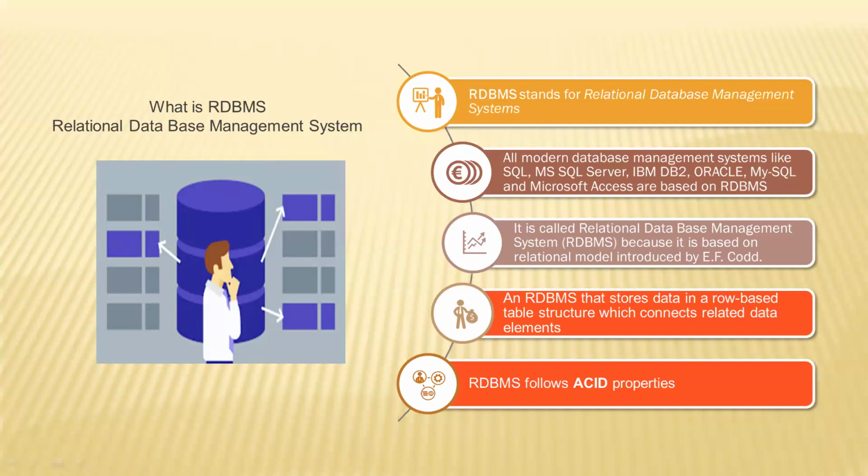It follows ACID properties. ACID properties are rules and regulations for how the data has to be stored. They are very important for any RDBMS. It's not only for a Microsoft database or an Oracle database, and not for a specific company. Any database, any RDBMS, should follow ACID properties. So what is meant by ACID properties? Let's go through that.